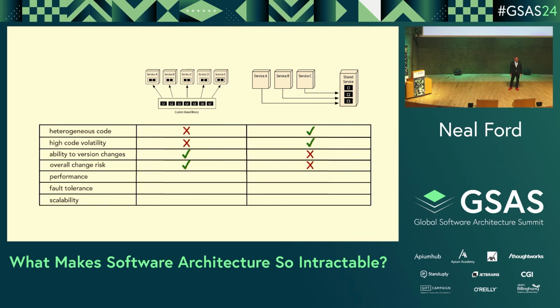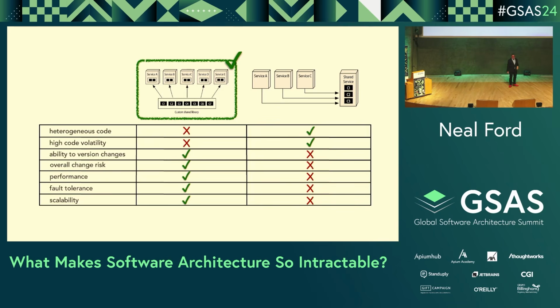Change risk is less because if it compiles successfully into the library, it's probably good to go, whereas I have runtime errors that can happen to the shared service. Performance is better if it's compiled into the library, and I don't have to take the inter-service communication hit. Fault tolerance is better because it is compiled into that library. And finally, scalability is better because I'm not doing inter-service calls to get to that thing. And so if I just count up the pluses and minuses, looks like the shared library is the winner.